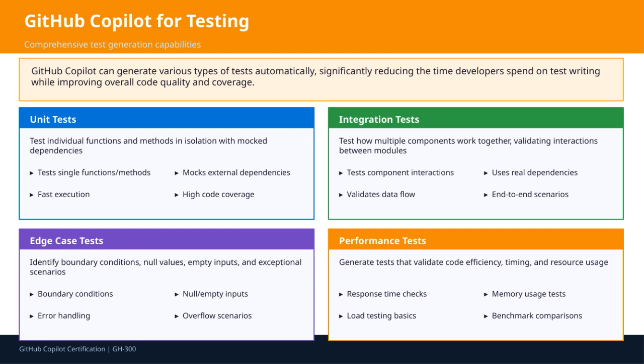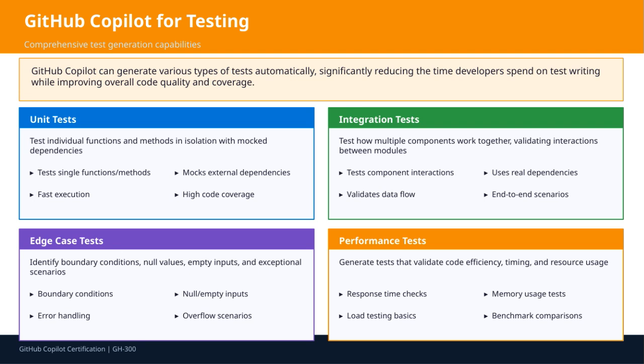Edge case tests are equally important, and Copilot identifies critical boundary conditions, like null or empty inputs, error handling, and even overflow scenarios. This helps catch problems that might occur only in unusual circumstances, which are often the hardest to predict manually. Finally, GitHub Copilot can generate performance tests to check code efficiency.